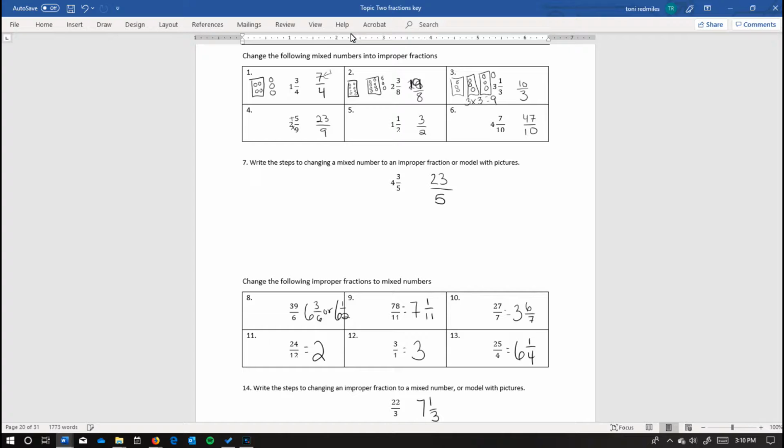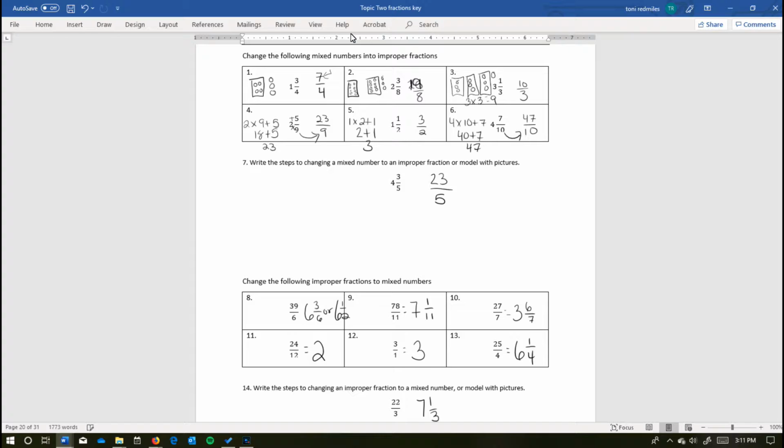Okay, so I'm going to go 2 times 9 plus 5. That's 18 plus 5, which is 23, and it always goes over the place value, so 23 over 9. All right, in this one, whole number times the denominator plus the numerator. 1 times 2 is 2, plus 1 more is 3, and then put it over the place value of 2, the common denominator. All right, 4 times 10 plus 7. 4 times 10 is 40, plus 7 more is going to be 47. Put that over the denominator, and I have 47 over 10.